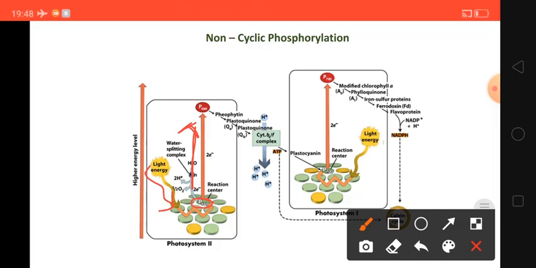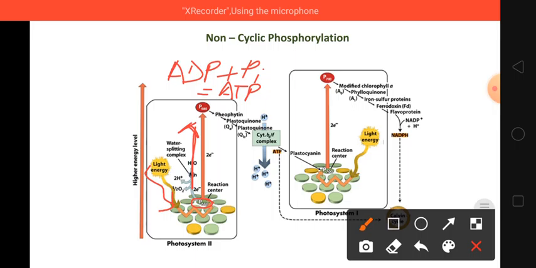As it comes down and reaches the cytochrome complex, it releases certain energy. This energy is used to combine ADP with an inorganic phosphate to produce ATP. So here 1 ATP is produced. Now as it comes down from plastocyanin, it is accepted by photosystem 1.